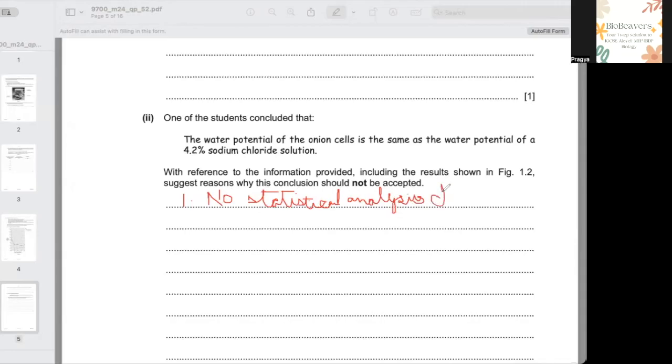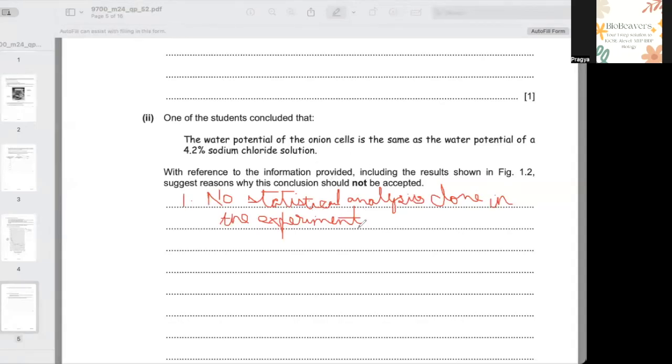No statistical analysis done in the experiment. Okay. And please remember, do not start these questions by saying that this cannot be done because. They've given you a statement already. They are saying that it should not be accepted. So this is where you start your answer.